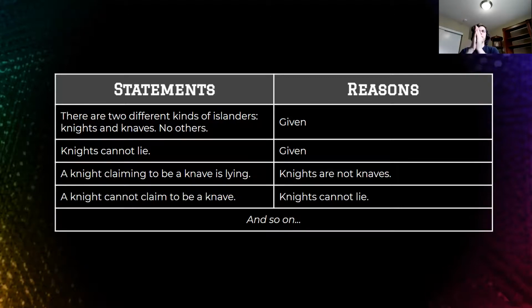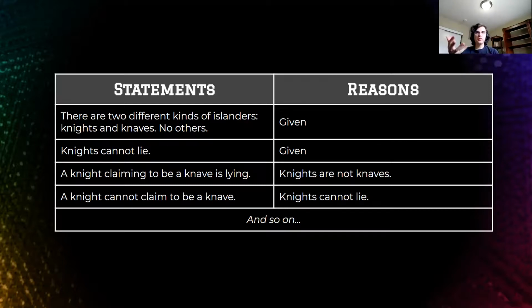By using those together, I can prove that a knight claiming to be a knave is lying because, well, knights are not knaves, right? And a knight cannot claim to be a knave. Why? Because knights cannot lie, which was one of my given pieces of information. So as you can see, each of my statements has a reason backing it up. By putting together these reasons, I prove that every statement I say must be true.